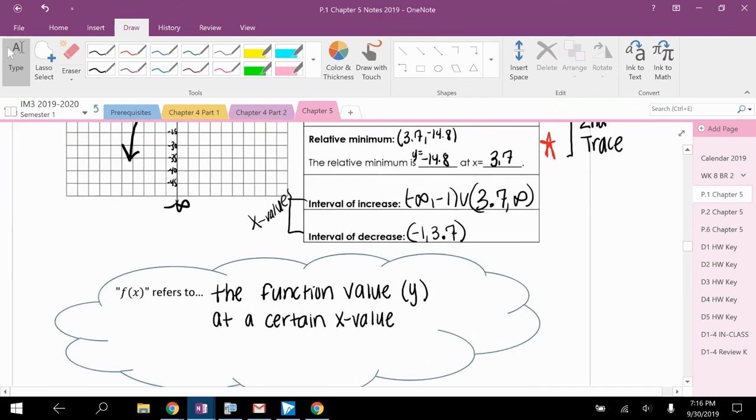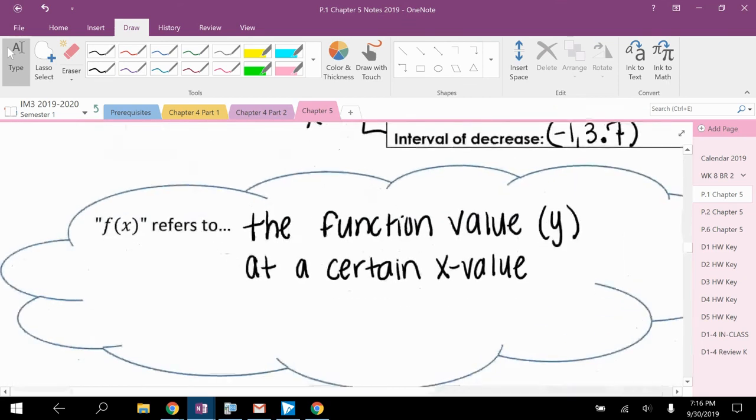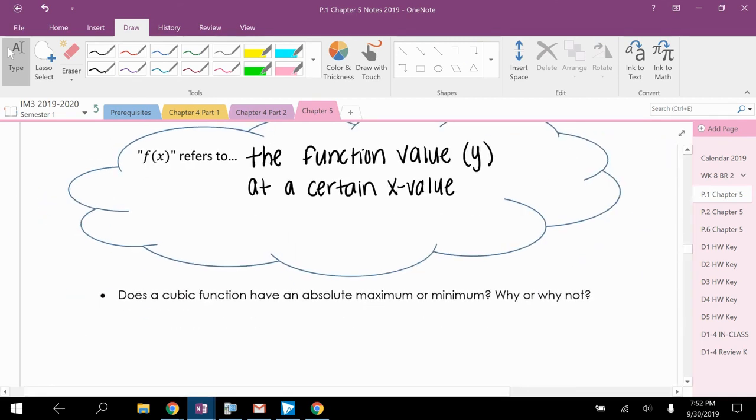So f of x is going to refer to the function value, which is your y. So whenever you say the function value, that's really your y values. And it's going to happen at a certain x value. So again, f of x refers to the function value y at a certain x value. Does a function have an absolute max or min? Why or why not? We kind of talked about this a little bit already.